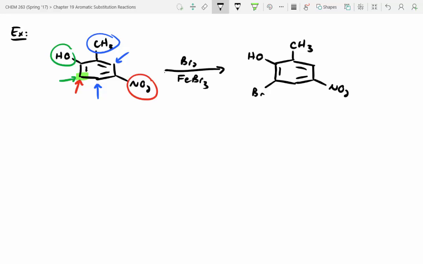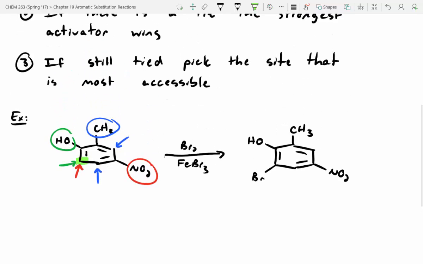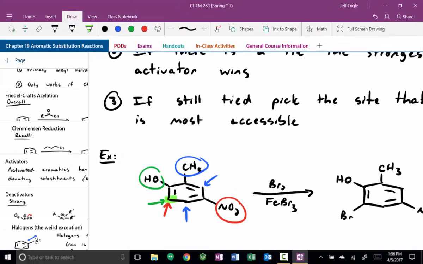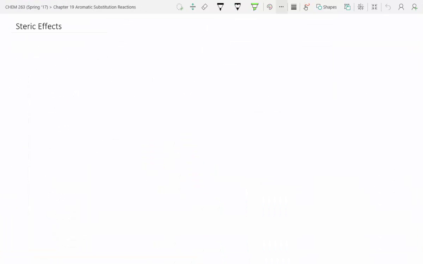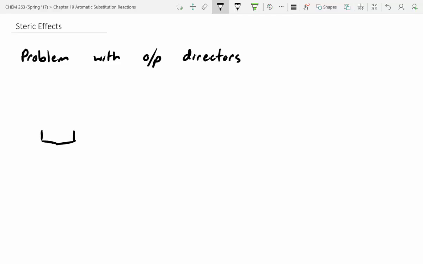All right, so let's go on and talk about steric effects a little bit more, because there is a little bit of nuance here. And this is directly related to number 3, where it says, if still tied, pick the site that's most accessible. So steric effects. There's a problem with ortho-para directors. Let's take this example, just toluene, and let's say I brominate it.